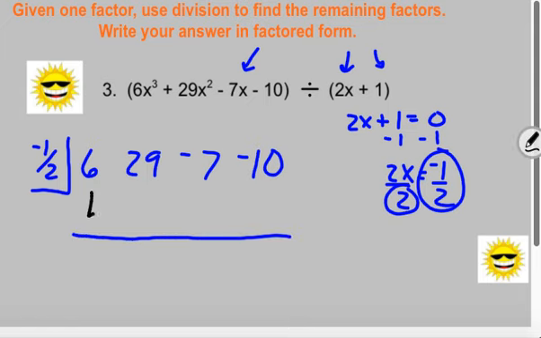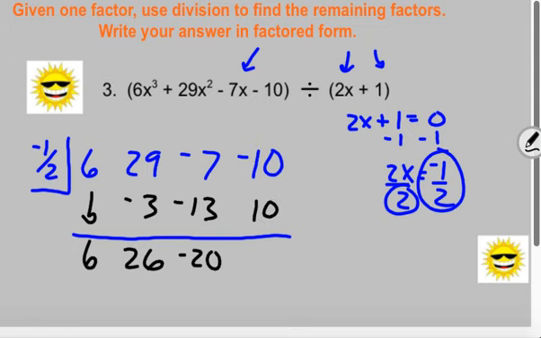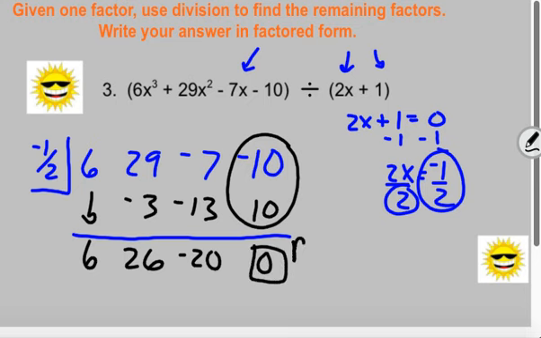I'll bring the 6 down. Negative 1/2 times that 6 is negative 3. Add that together, you get 26. Negative 1/2 times 26 is negative 13. That's going to give me negative 20. Negative 1/2 times negative 20 is positive 10. These two add up to 0. It divides in there evenly because my remainder is 0.